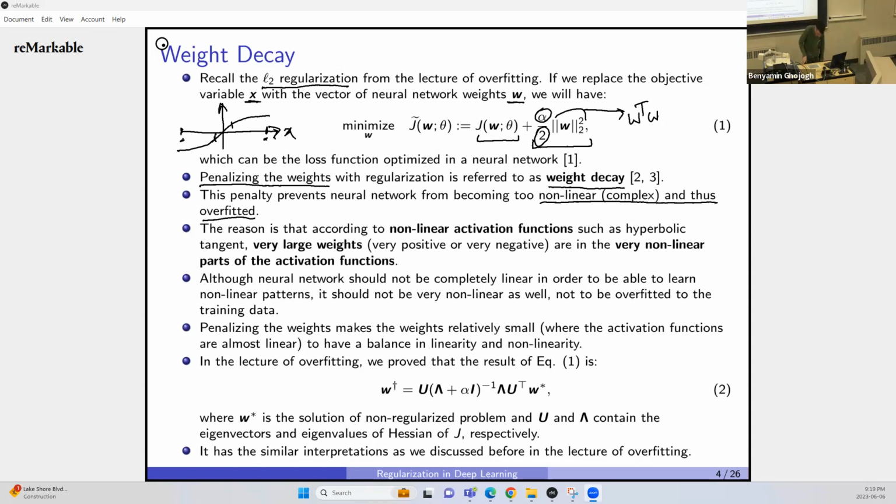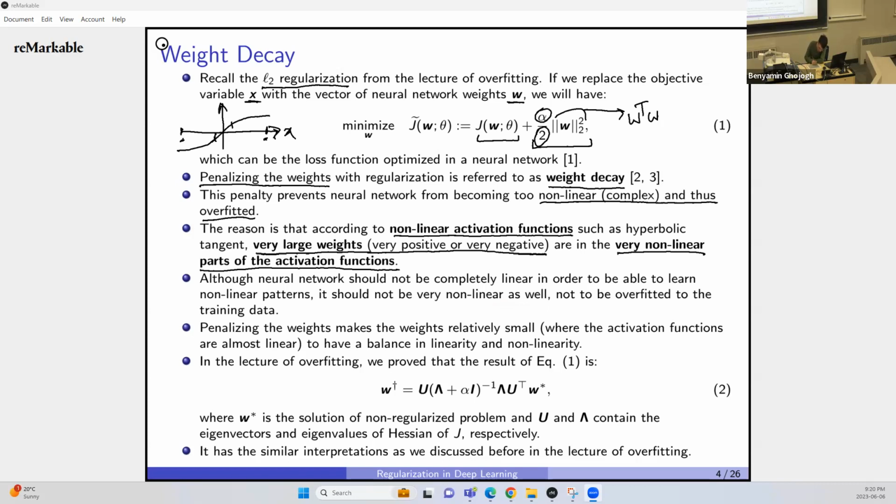And complexity means overfitting. Do you remember? So I want to prevent overfitting. The reason is that, according to nonlinear activation functions such as hyperbolic tangent, very large weights, very positive or very negative, are in the very nonlinear parts of the activation functions. Although the neural network should not be completely linear in order to learn nonlinear patterns. If it's linear, it can't handle nonlinearity of data. But I also don't want it to become too nonlinear and be overfitted. So it's a trade-off again between being linear and being nonlinear. Being linear can't handle nonlinear data. Being too nonlinear becomes overfitted to the training data. So a middle scenario is good, which is regularization like this, weight decay.